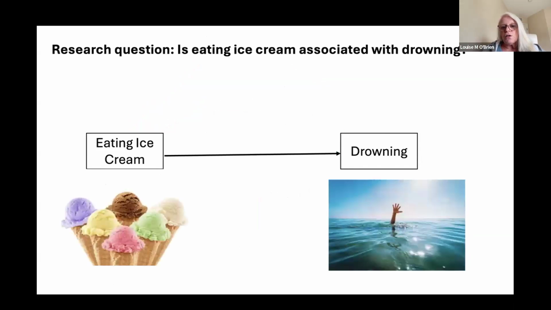So let's go with a research question. Is eating ice cream associated with drowning? Okay, so here's our causal diagram. Our exposure is ice cream, our outcome is drowning.